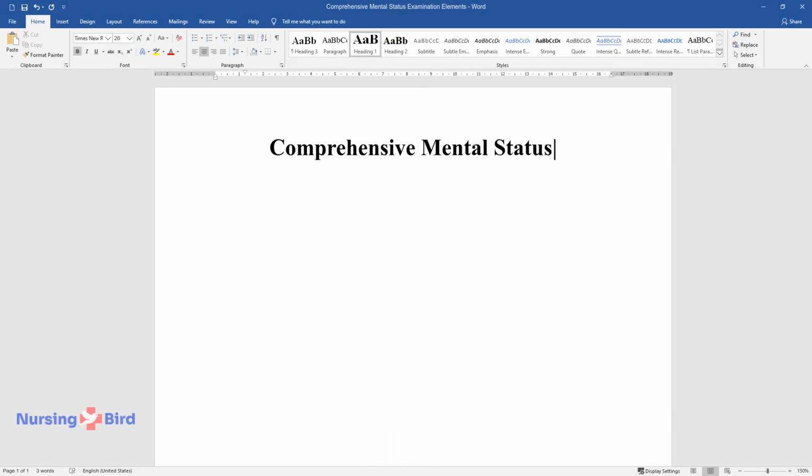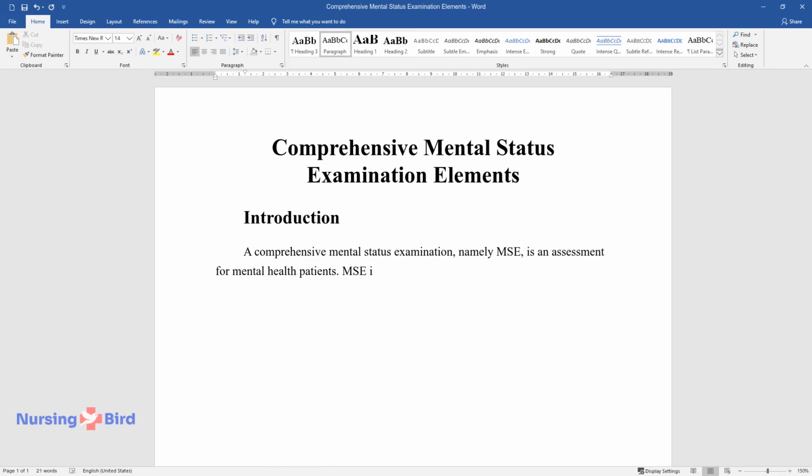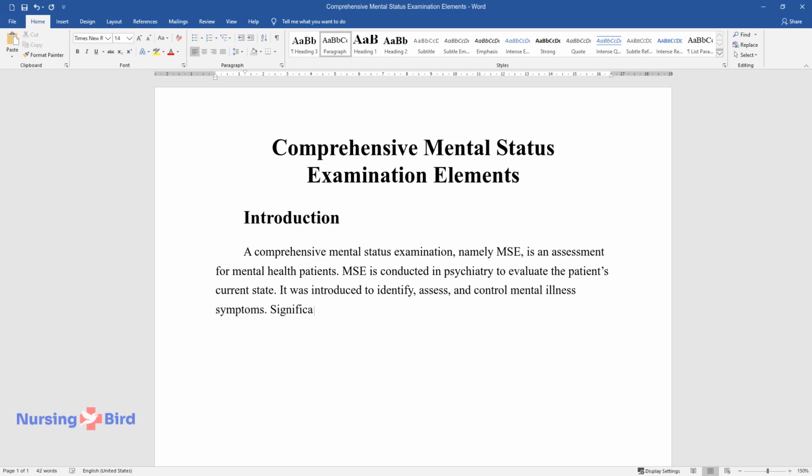Comprehensive mental status examination elements. Introduction. A comprehensive mental status examination, namely MSE, is an assessment for mental health patients. MSE is conducted in psychiatry to evaluate the patient's current state. It was introduced to identify, assess, and control mental illness symptoms.